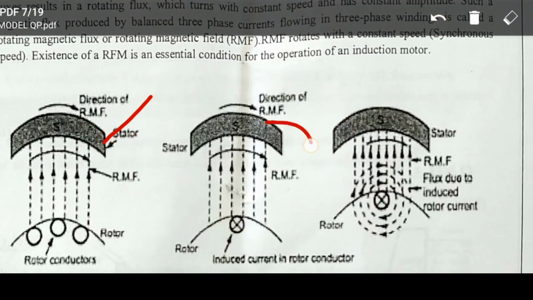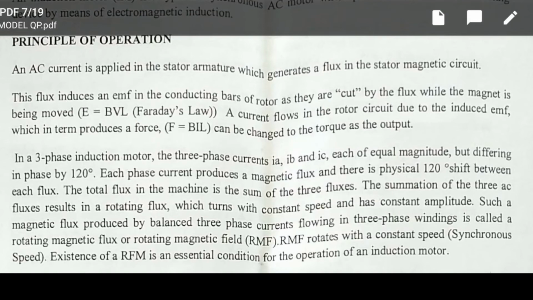That rotating magnetic field cuts the conductors, and a torque will be induced. According to the direction of the rotating magnetic field, due to flux induced current in the rotor, the motor starts to rotate and a torque will be induced. That is known as a 3-phase induction motor. What is RMF? RMF is rotating magnetic field.